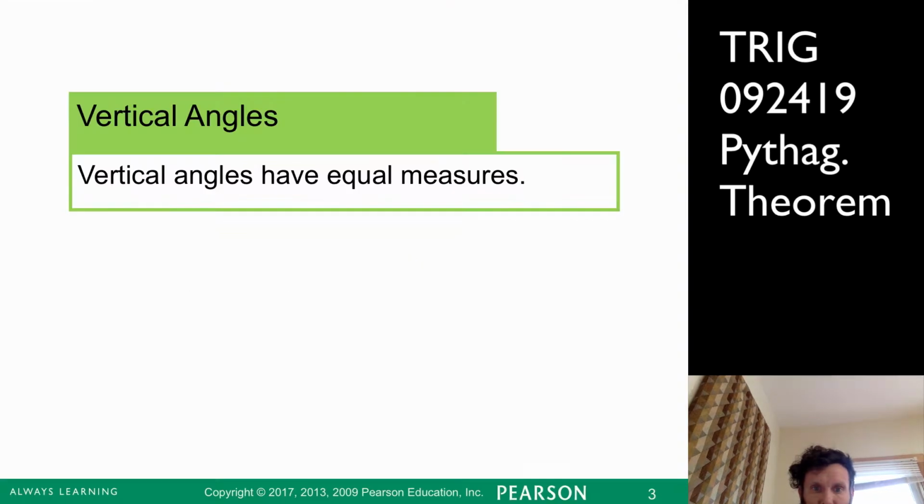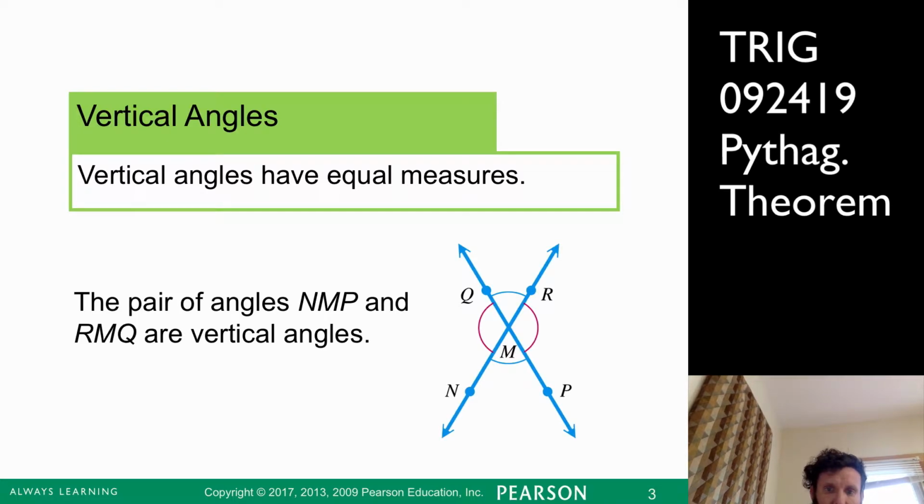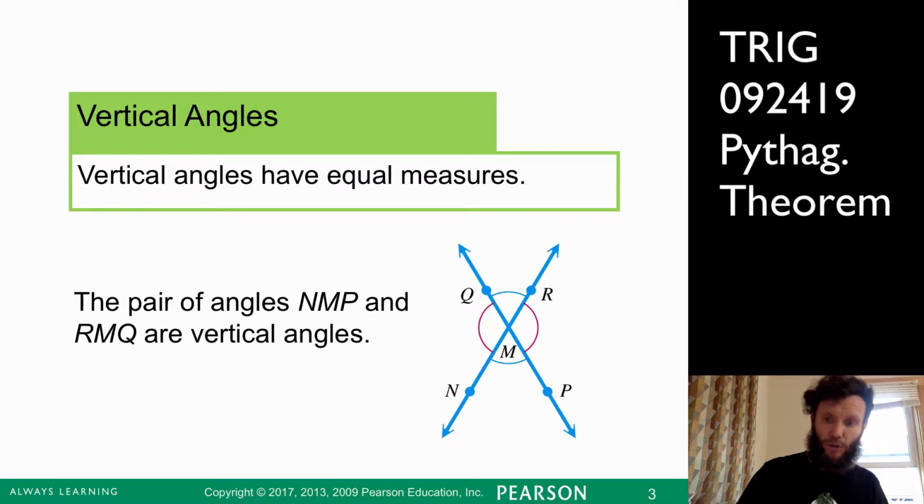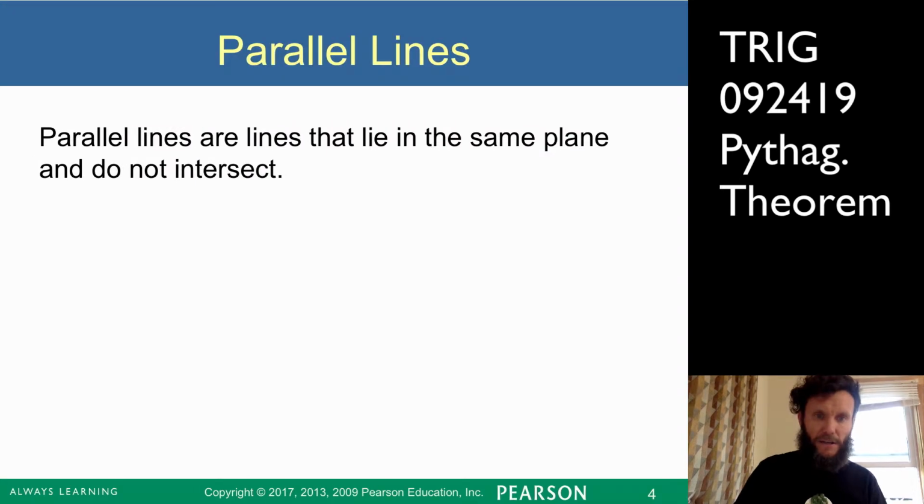Two lines that intersect create these vertical angles, and this is something that you guys learned in geometry. So here are two lines that are intersecting with one another, and the angles that are opposite one another are called vertical angles, and they're going to be equal to one another, right? So that's just basic stuff, reminding you.